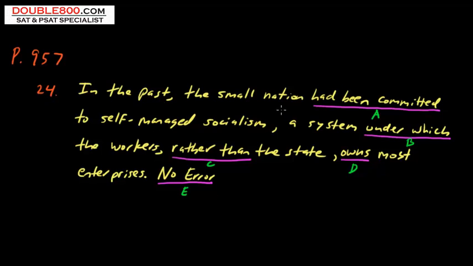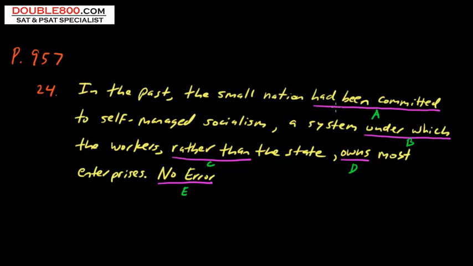In the past, the small nation had been committed to self-managed socialism, a system under which the workers, rather than the state, owns most enterprises. We have to find the error here. We don't have to correct it, but I always recommend thinking about what the correct version should be in your choice to reinforce the error.